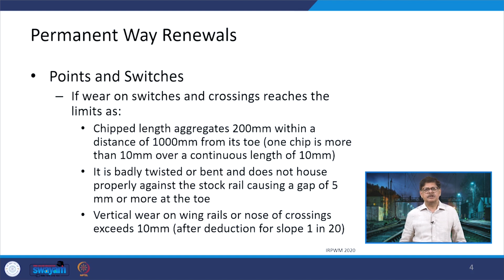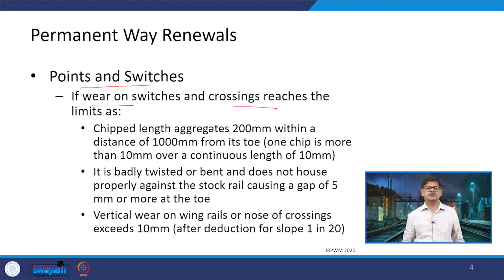Now, starting with our permanent way renewals, the permanent way renewal at points and switches. When this is to be taken up, that is the criteria we are going to talk about here. So, if the wear on the switches and the crossings reaches the limits.